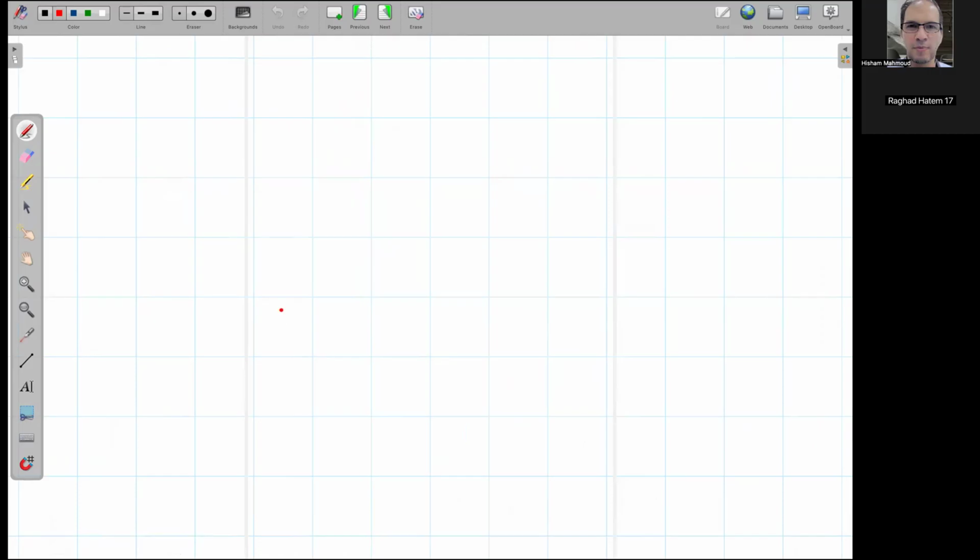Again, between first and second, it goes up. Between second and third, it goes down. Then third and fourth goes up. Fourth and fifth goes up. Fifth and sixth, it goes down. Six and seven goes up. Seven and eight goes up.